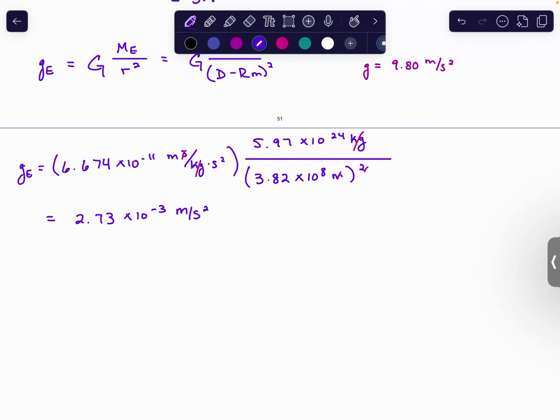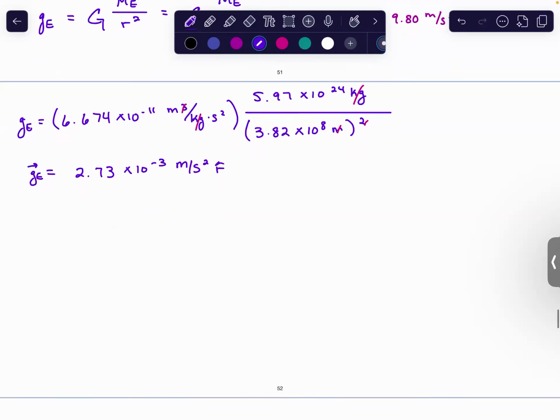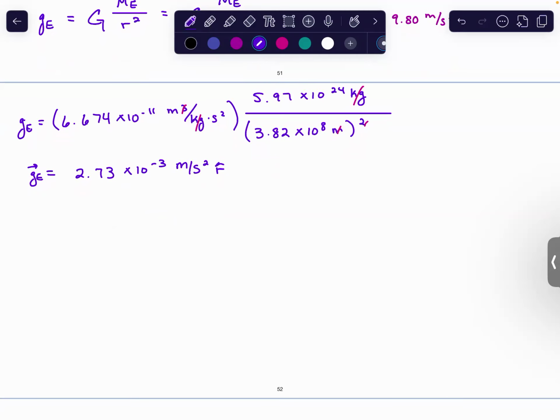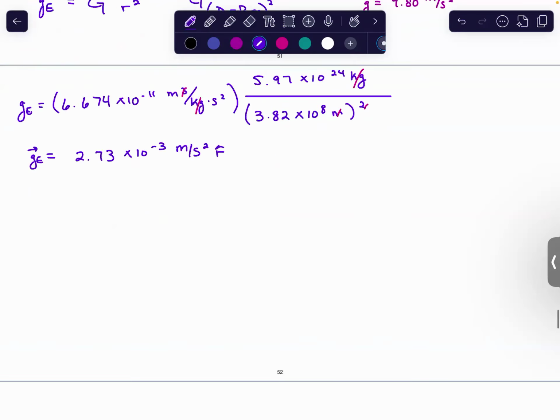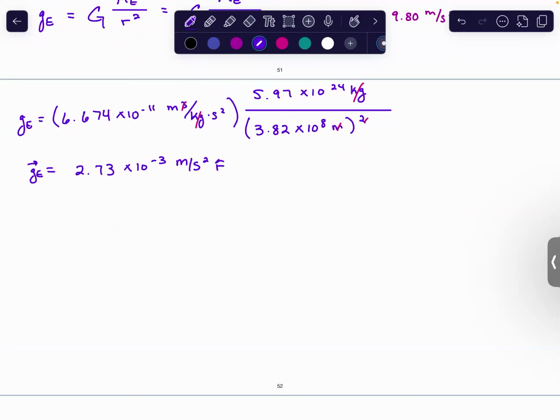Okay. And so, you have the magnitude. We could also vectorize it. Now, we've been talking about force of gravity and weight. So what is the force of the Earth's gravity on the rock?